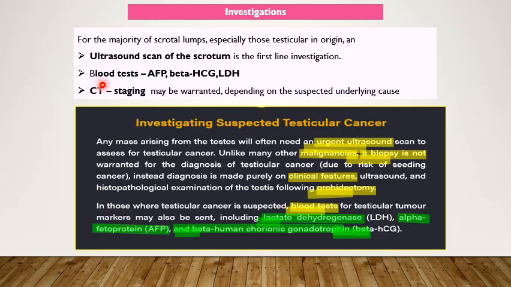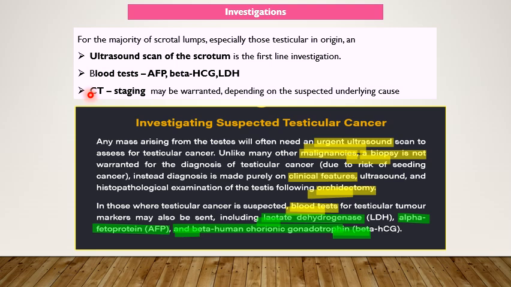And for the investigations, for the majority of scrotal lumps, especially those testicular in origin, it's very important to do a basic test. And the basic or important test involves the ultrasound scan of the scrotum. It is one of the first line investigations in most cases. Blood tests, especially the hormone markers: alpha fetoprotein, beta HCG, and lactic dehydrogenase. These are the three markers that you have to do for patients with scrotal lumps.